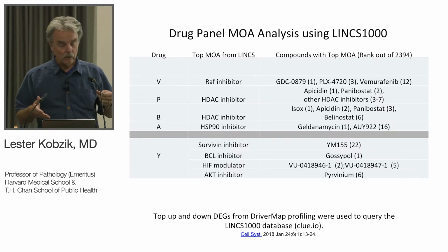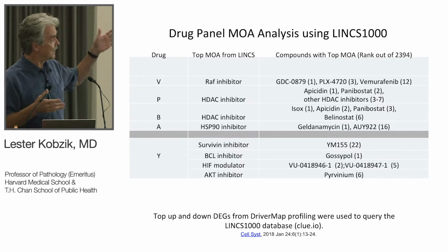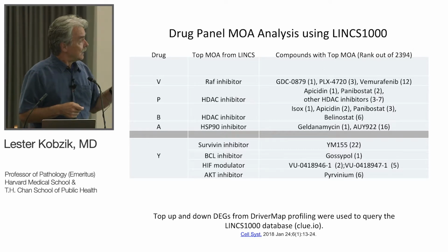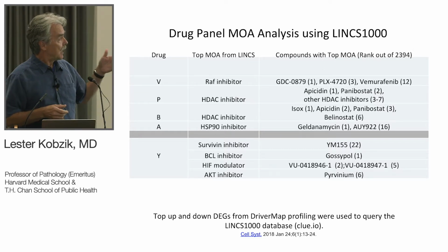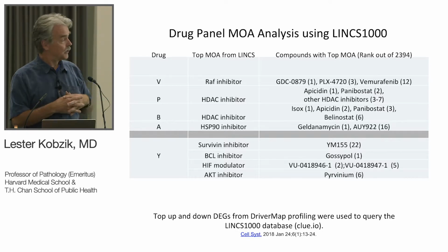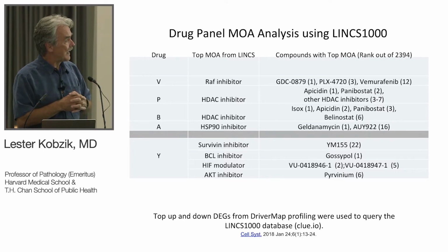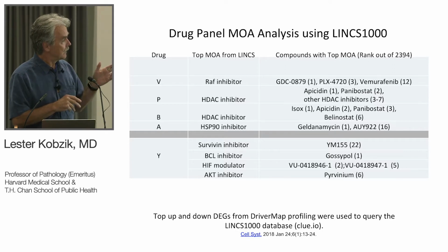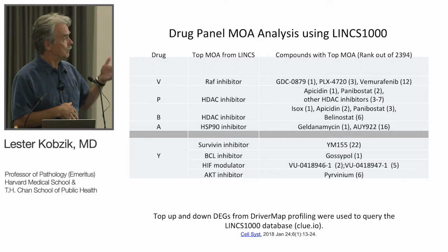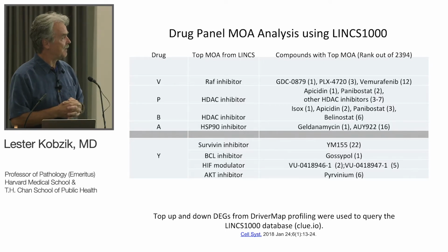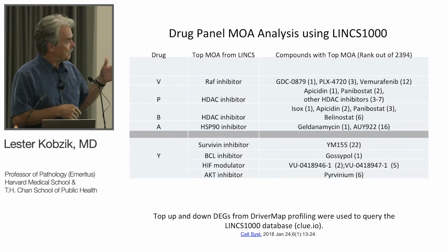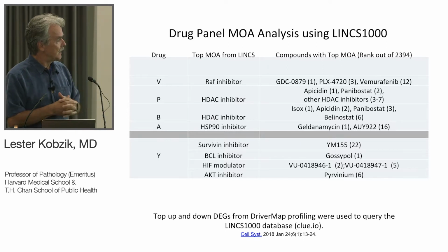So by doing that, we found that our so-called unknowns, V, P, B, and A, were mapped to the top mechanism of action from the Lynx. V looks like a RAF inhibitor, and in the far right column, in the parentheses, is the ranking of the number of drugs with that type of activity that allowed the database to identify this mechanism of action. P and B both look like HDAC inhibitors. A was a heat shock protein 90 inhibitor.